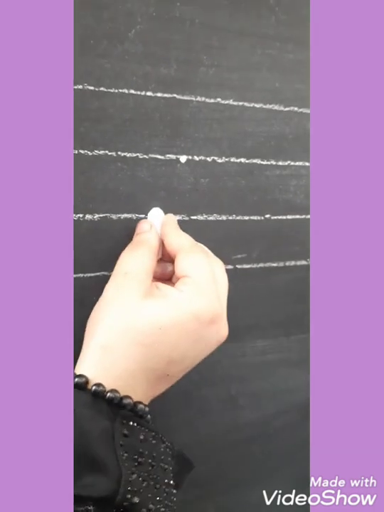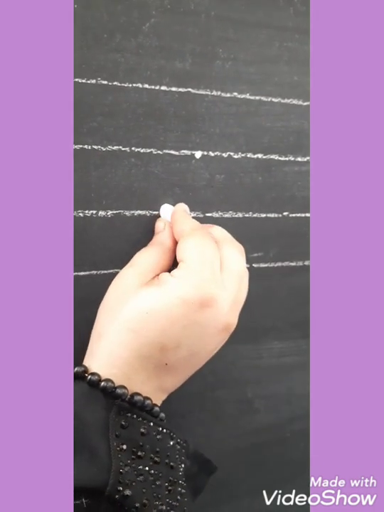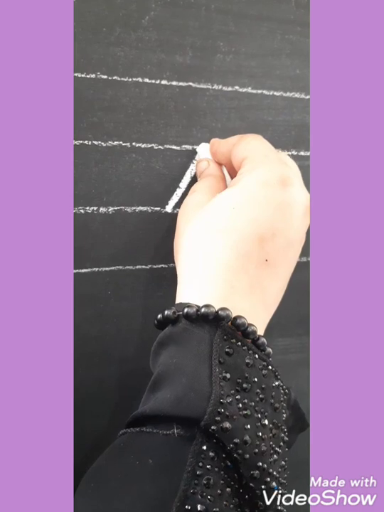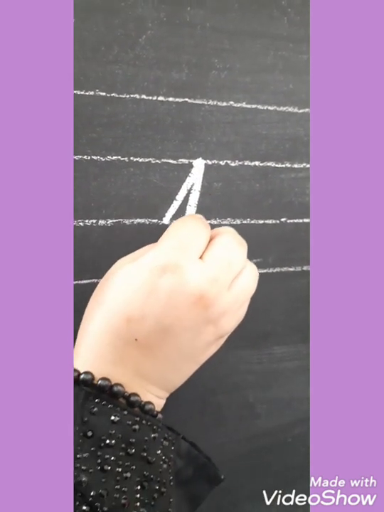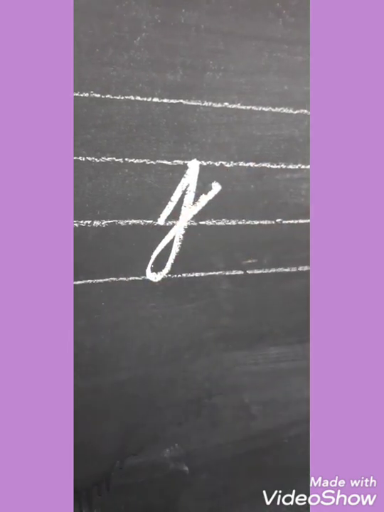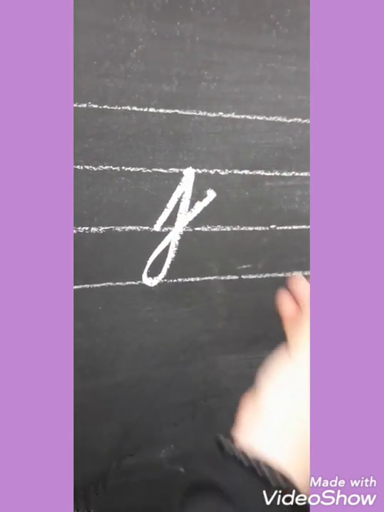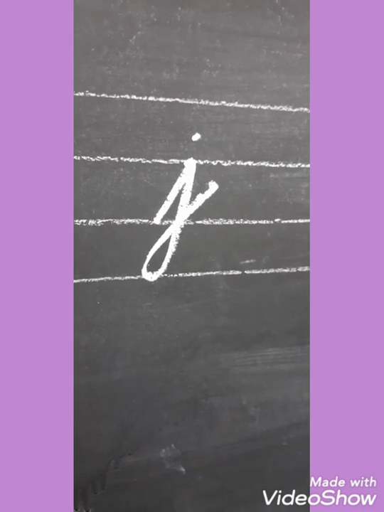Again look here. Put the pencil on this dot. Go up in a slant. Come down. Round your pencil. Cross the line and leave its tail in the center of these two lines. At the end you have to put the dot of J. J.